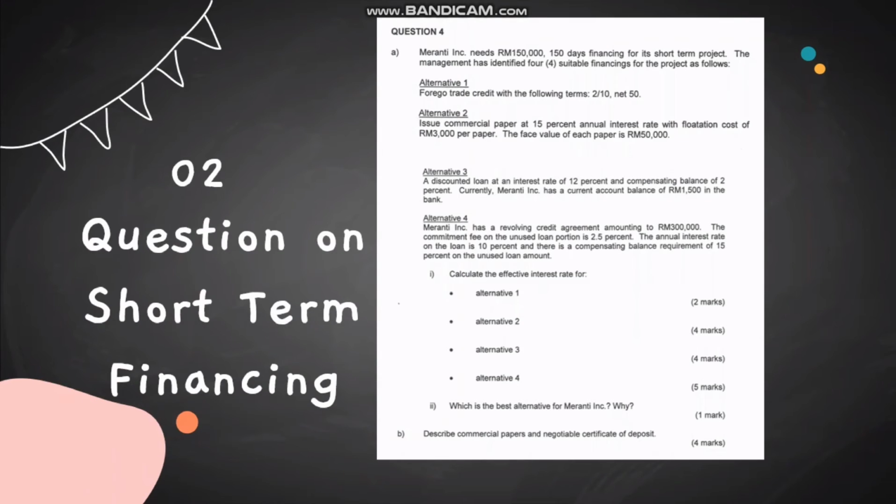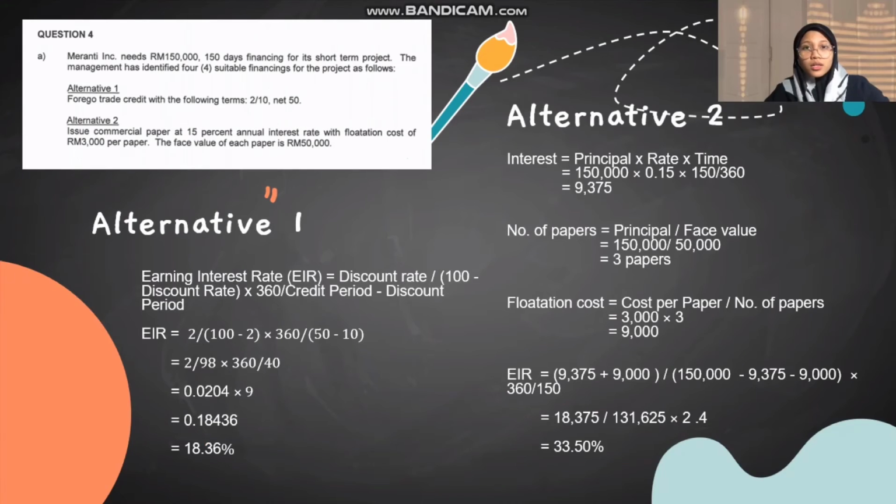This is the discussion of the question on short-term financing. So here is the question of the short-term financing. They say Meranti INC needs 150,000 ringgit, 150 days financing for each short-term project. The management has identified 4 suitable financing alternatives for the project as follows. So we're going to look first at alternative 1 and alternative 2.